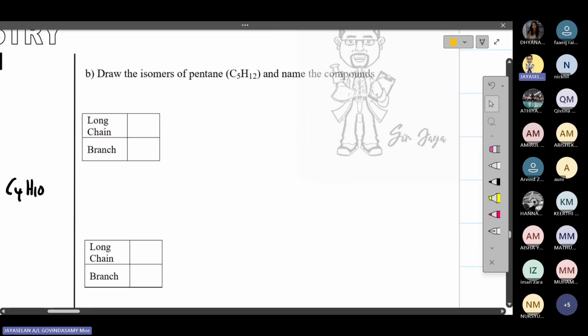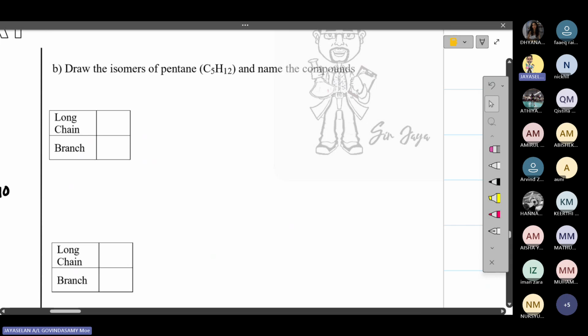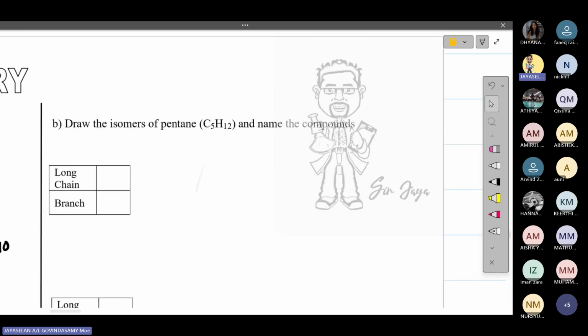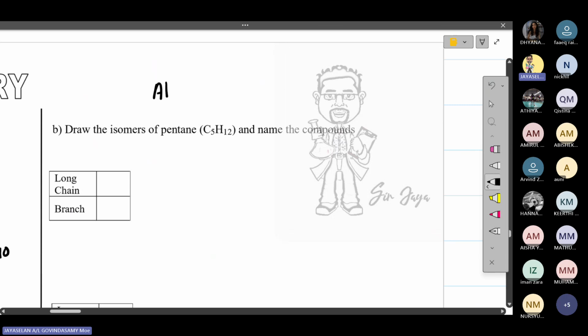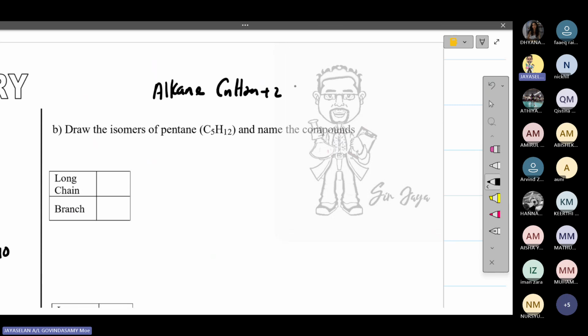Pentane. Okay, pentane, we try together. Okay, all of you try together lah. Kesian y'all. Okay, the pentane molecular formula. Sir, how you get the molecular formula? Alkane: CnH2n plus 2. Apply N5, pentane, right? N5, you will get C5, H will be 10 tambah 2, 12. So the molecular formula is C5H12.